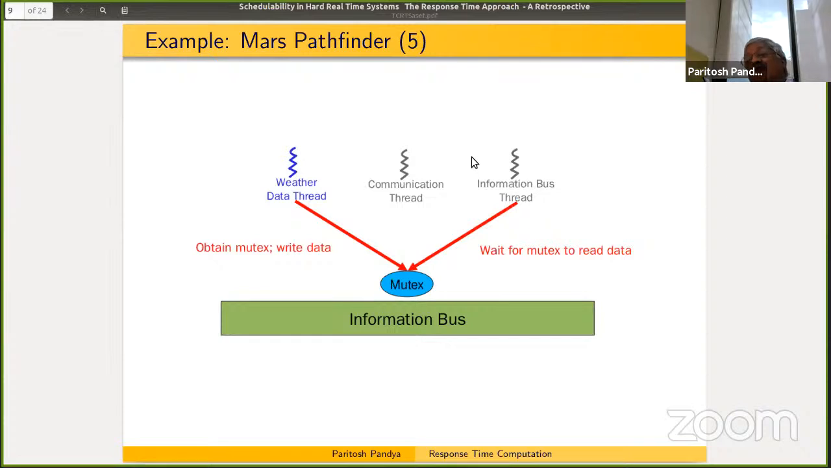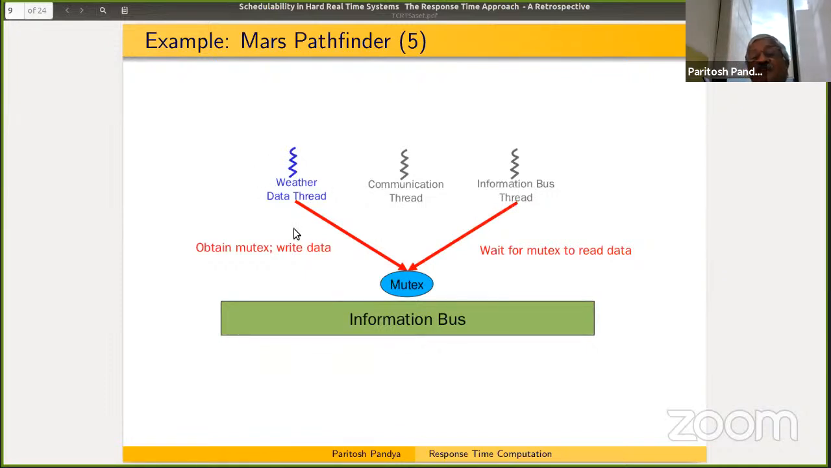And what it would do is push this information around, rearrange the buffers, do all kinds of optimization. It would be responsible for fast transfer of information on the bus. There was a communication thread, which once in a while, after forming an image or a video, will try to transmit it over the bus to the antenna system and to the lander. And there was a weather thread, which would sense data about the current weather and pass this on. And there were these three threads.